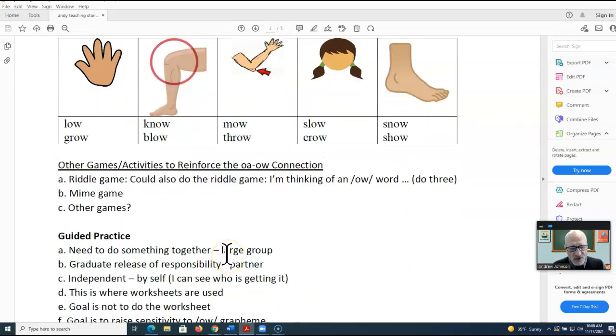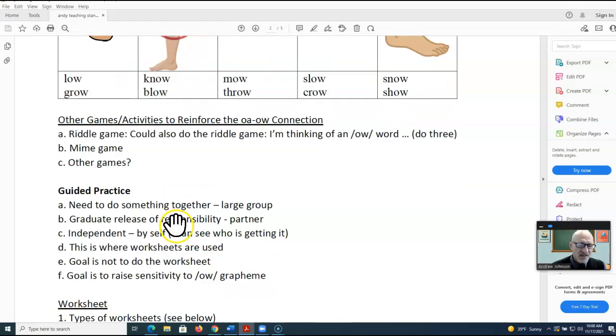Other games I could include, not in the same lesson, but we could do a riddle game. I'm thinking of an O word. It means not to go fast. I'm thinking of an O word. Oh, it's very cold. Mime games where you whisper a word and they have to use their body to get someone to guess what that word is. Lots of games. We're reinforcing the OW, long O, OW, letter sound connection, or phoneme-grapheme connection. There's got to be a better way of saying that.